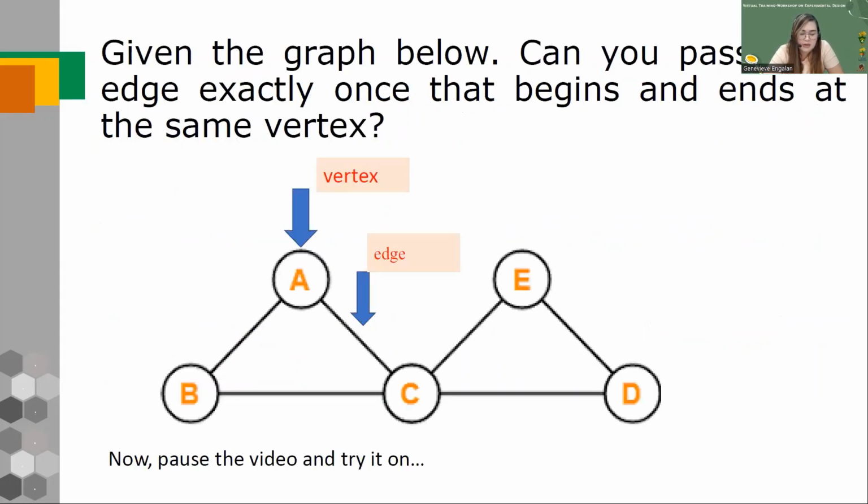Okay, so for example, given the graph below, can you pass each edge exactly once, beginning and ending at the same vertex? Again, the points are the vertices and the lines are the edges. So we pass through all of them. Is it possible? So let's try.